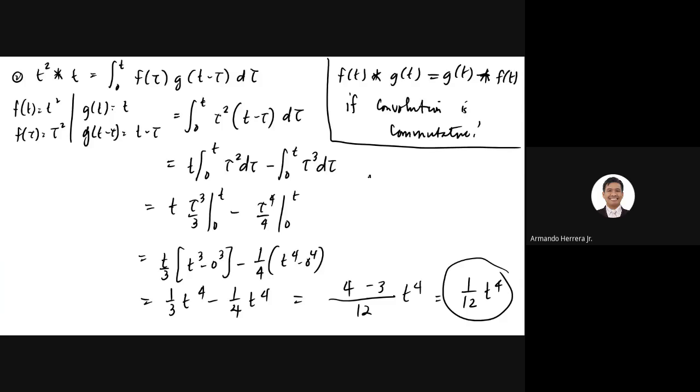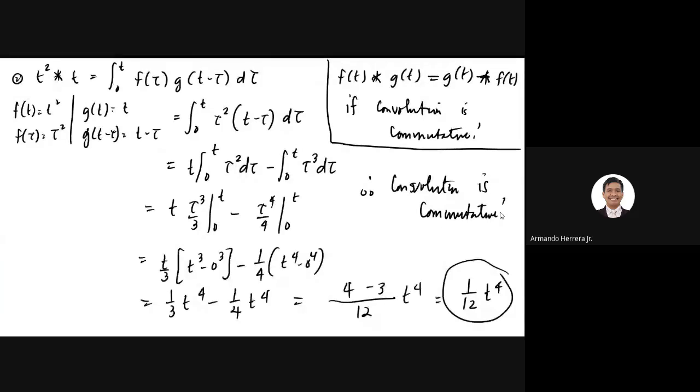So therefore, we can say convolution is commutative, because we have proven that t squared convolved with t is the same as t convolved with t squared. So convolution is commutative.